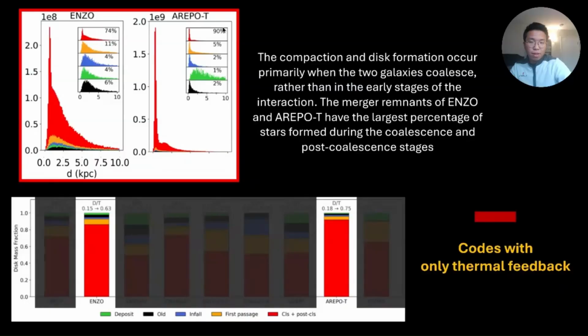So 74% and 90%. In terms of the disk formation, we see that the disks comprise mostly stars formed during the coalescence and post-coalescence stages. These stars account for more than 80% of the disk.